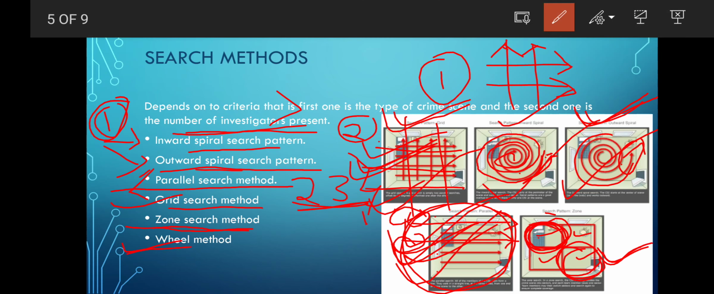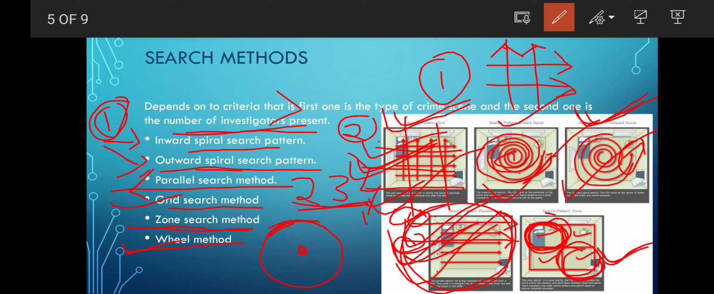Then there are wheel search methods. This wheel search method is not used nowadays, but still we'll discuss this. In this wheel search method, the search begins at the center and moves outward. If the scene is there, we will consider it in a circle and take a center point over there. Okay, and the investigating officers will stand facing backwards to each other.